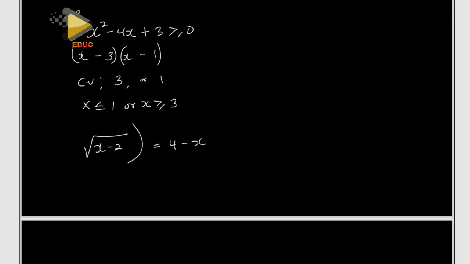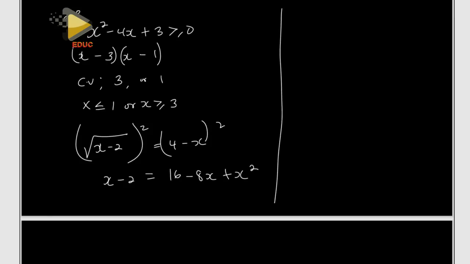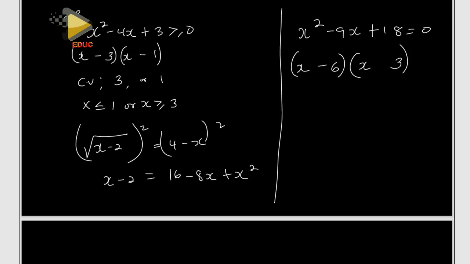Perfect. Okay, we said we're squaring this and then square that. So x minus 2 is equal to 16 minus 8x plus x squared. Let's get a standard equation, and that's going to be x squared minus 9x plus 18, moving everything, is equal to 0. Then I can factor this out. I can use 6 and 3, minus minus, which means my solutions are 6 and 3.